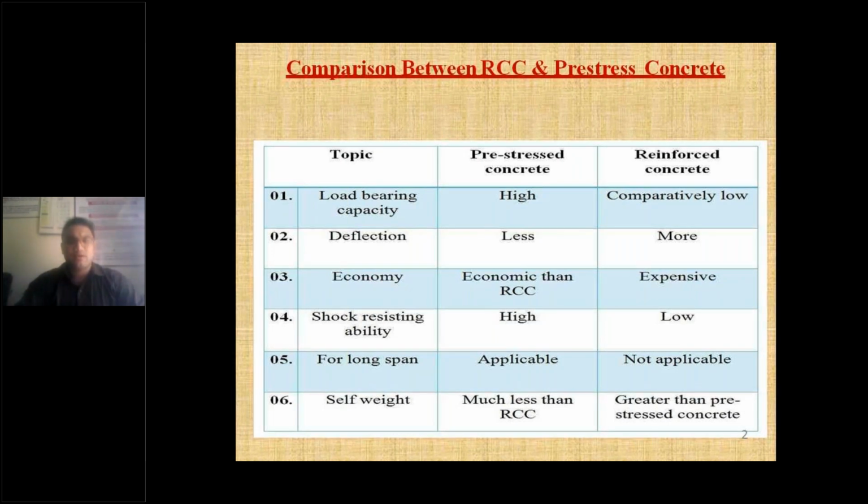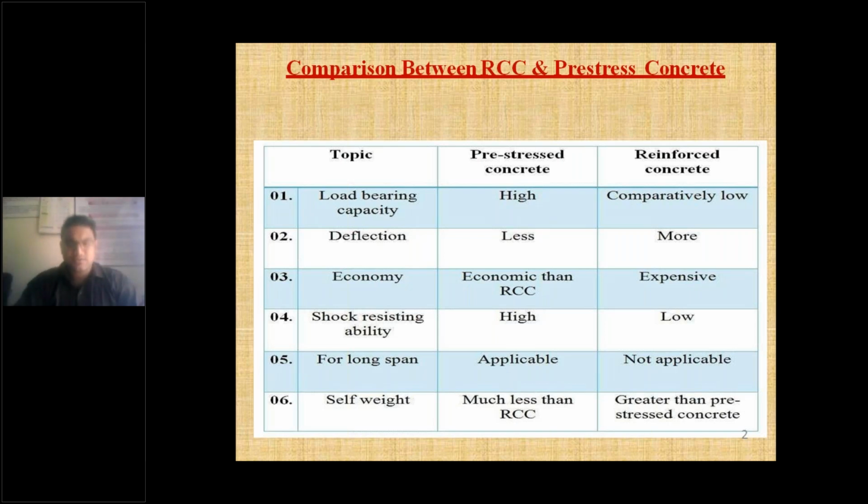As we know, you can cast n number of members in terms of precasting. So in prestressed concrete, you can go with the precasting concept. By that, the cost of the structure will be less, so it is more economical than the RCC structure.